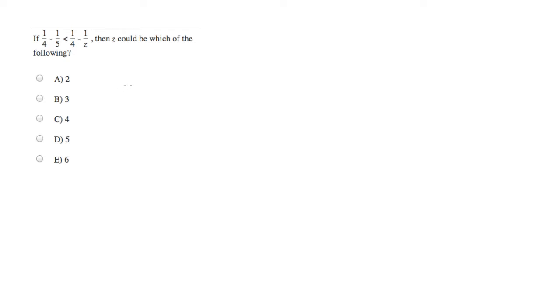Well, you'd probably solve for z. And that's the same thing that we're going to do in this case. So let's rewrite it: 1/4 minus 1/5 is less than 1/4 minus 1 over z. Now let's subtract 1/4 from both sides, since I see that on both sides. And what we have left is negative 1/5 is less than negative 1 over z.